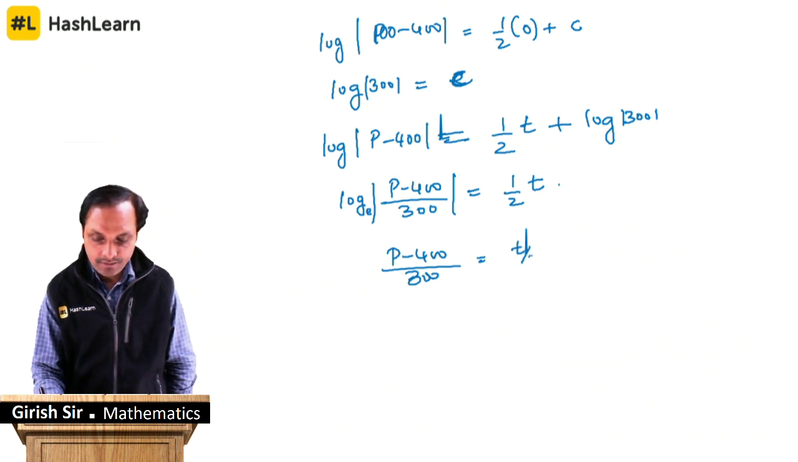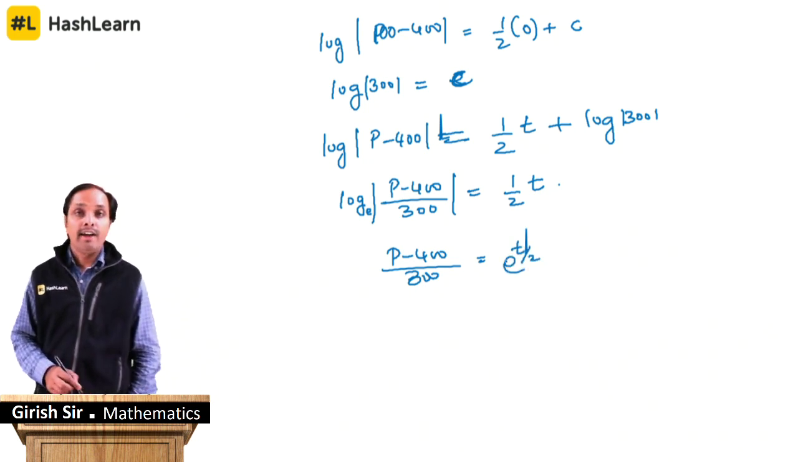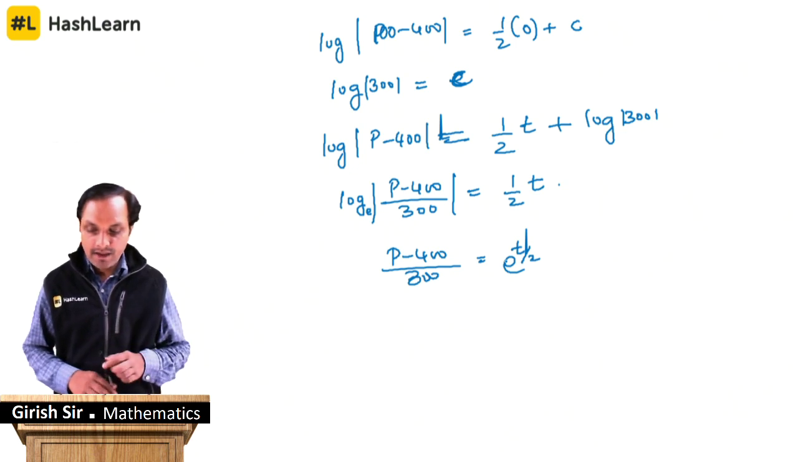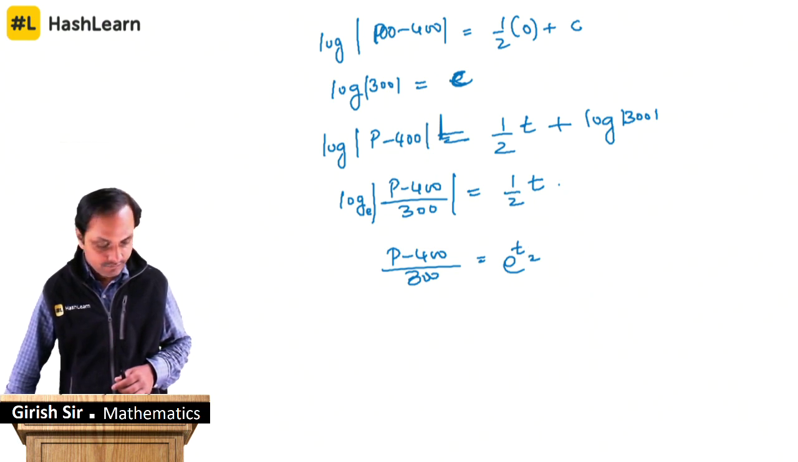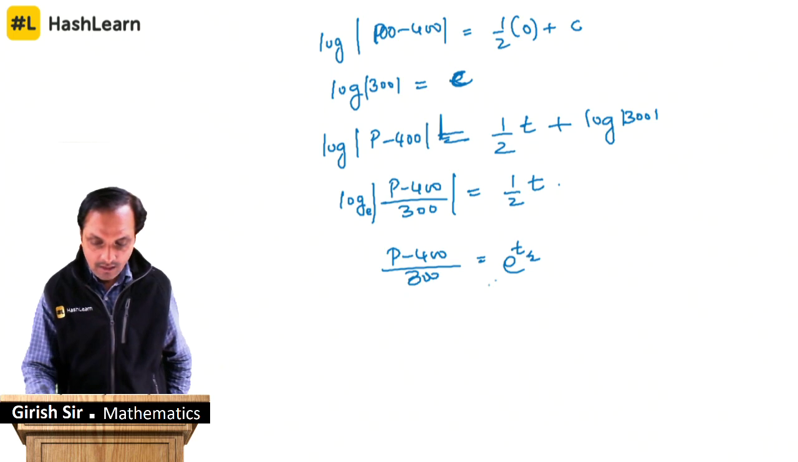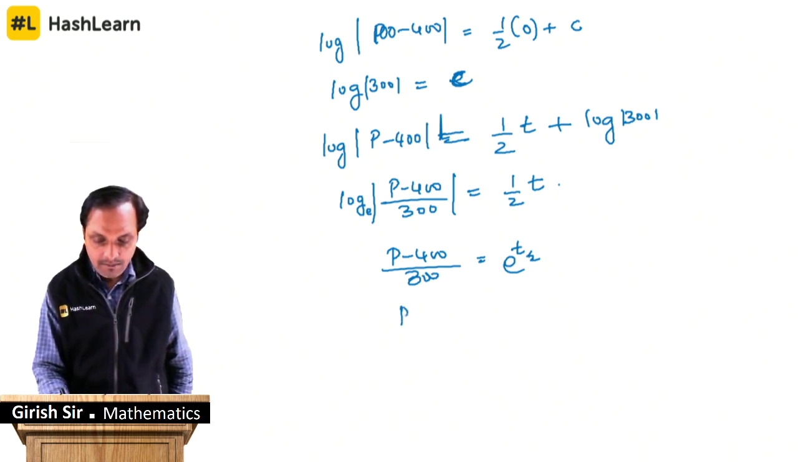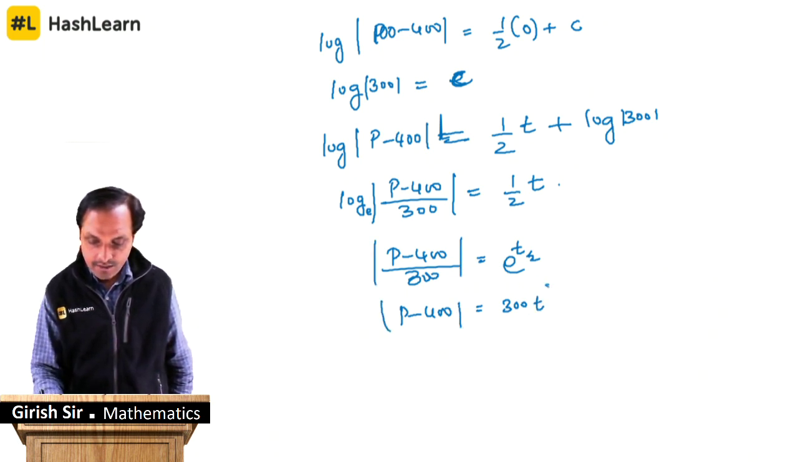This will become t by 2, e to the power t by 2 when I eliminate the log. So the problem gets converted to p minus 400 is equal to 300 into e to the power t by 2. Actually this is inside the mod, so t e to the power t by 2.